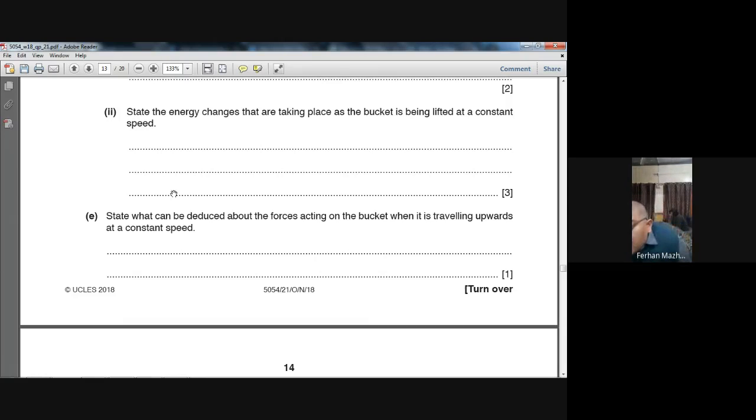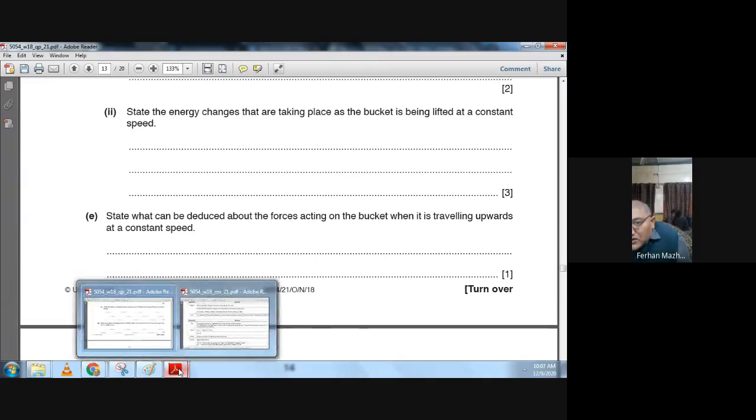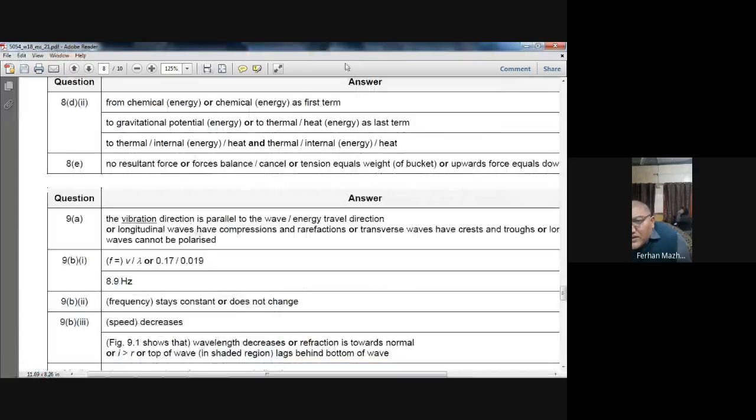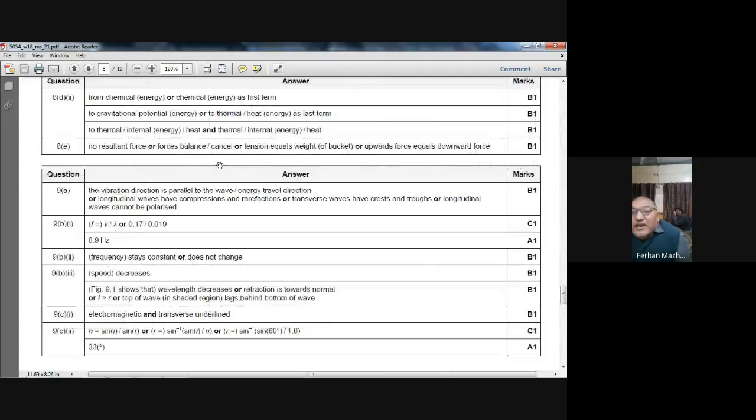It's a 3-mark question, and you only have to state it. Let me read the mark scheme. Chemical energy at the first. So that is one mark for saying that the man has chemical potential energy. The second mark is for saying gravitational potential energy, or thermal heat energy at last. Thermal and internal energy.